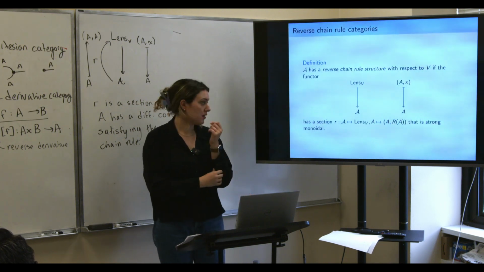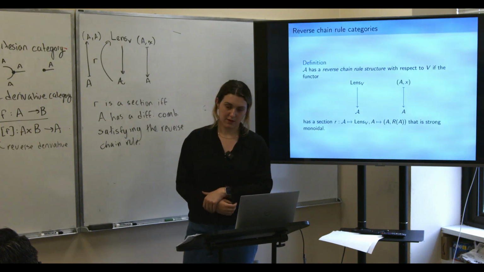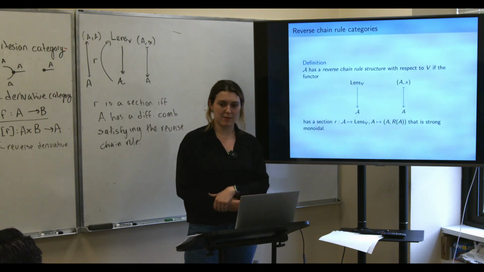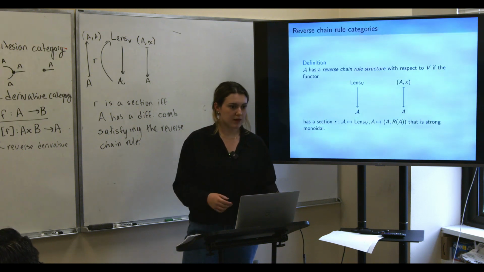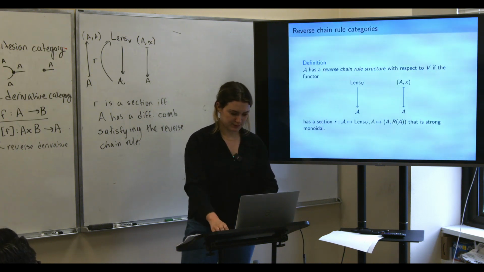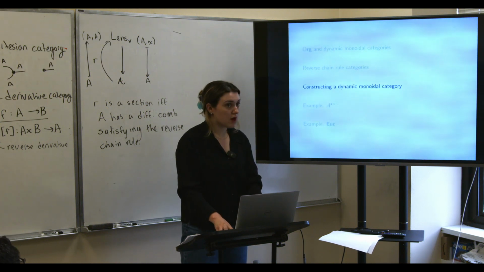Capital R of A is just the name you give to the object in V of A? Yes. So capital R of A is just the name given to the object in V of A because we have to name it something. Cool. Okay, so let's get to the main construction.